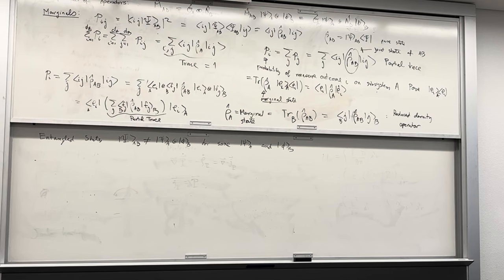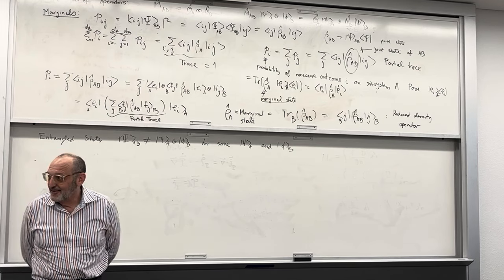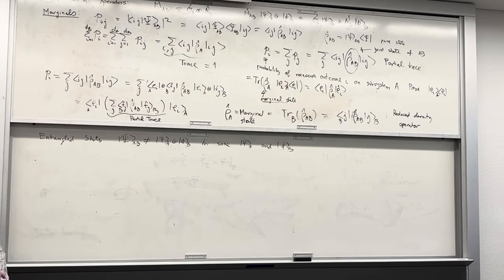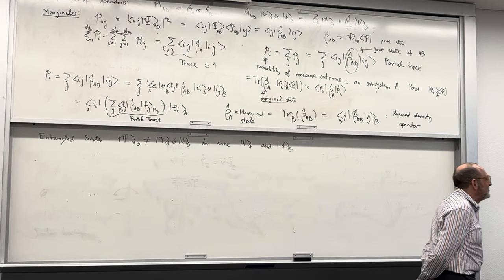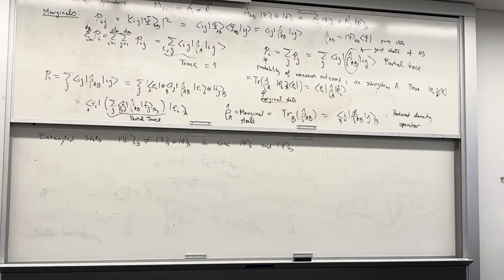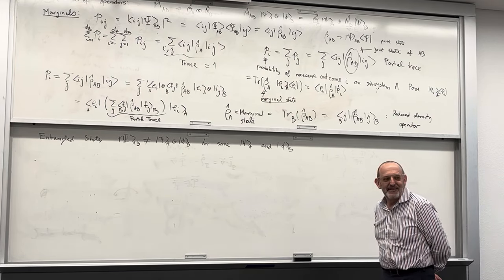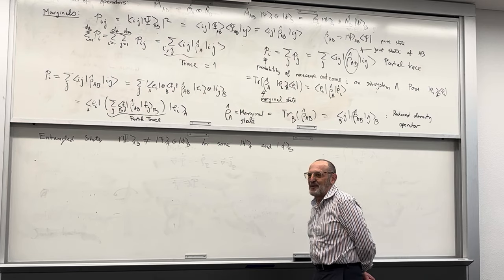But the Wigner function is positive. So there's something weird about this. We'll come back to that. It's kind of an interesting point. It's really also related to one of the things that EPR got wrong, but I'll leave that as a little teaser for the moment.